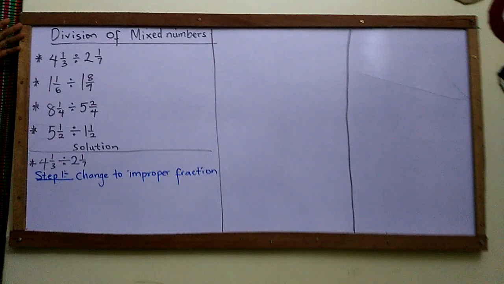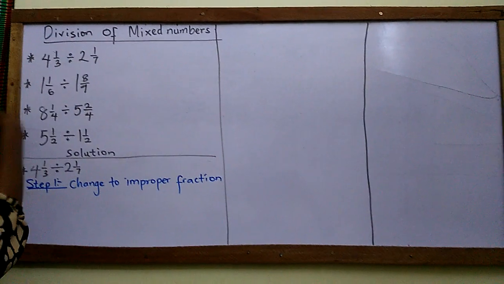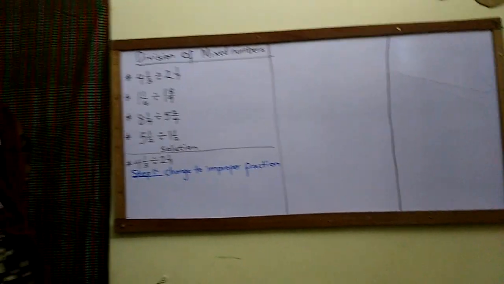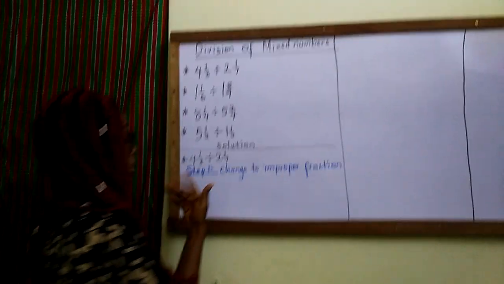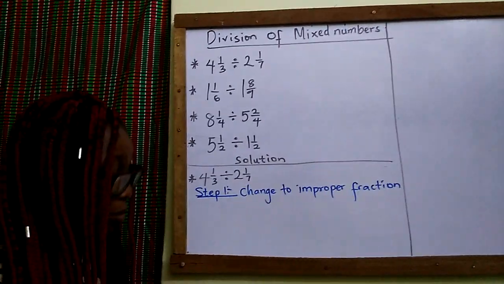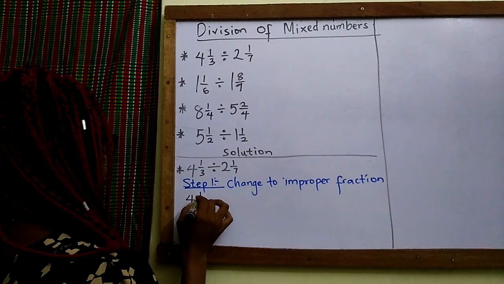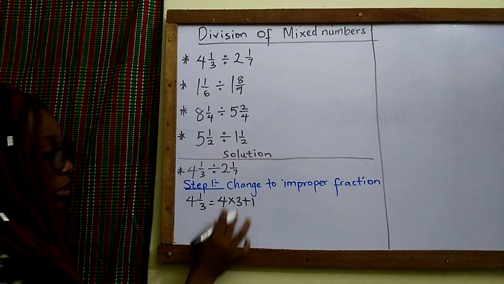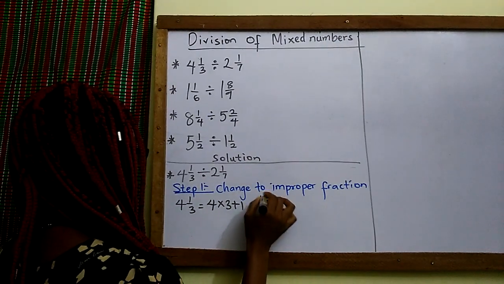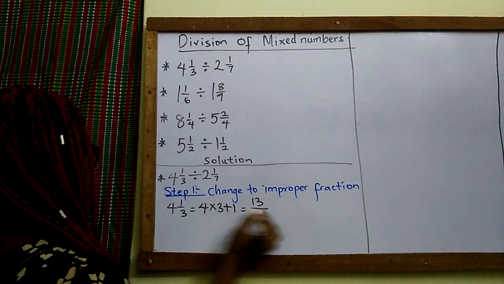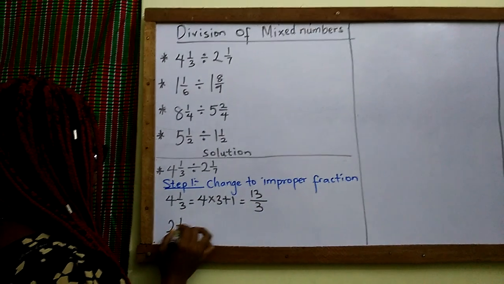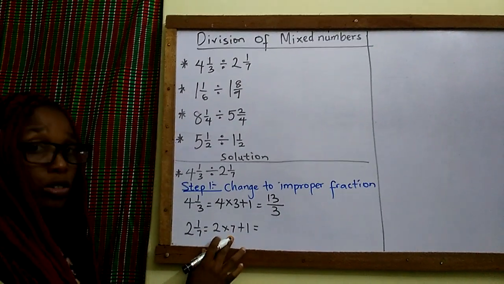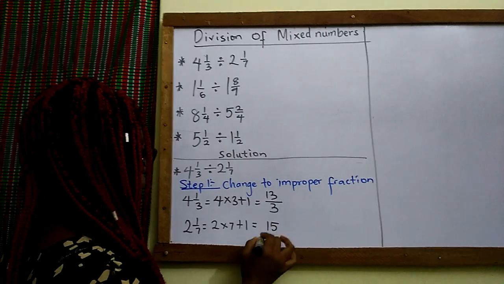So, still on division of mixed numbers. For question 1, we have 4 whole number 1 over 3 divided by 2 whole number 1 over 7. Previously, I said that step 1 is to change mixed number to improper fraction. So your 4 whole number 1 over 3 becomes 4 times 3 plus 1. 4 times 3 is 12, 12 plus 1 is 13 over our denominator here, which is 3. Now, 2 whole number 1 over 7 becomes 2 times 7 plus 1. 2 times 7 is 14, 14 plus 1 is 15 over 7.